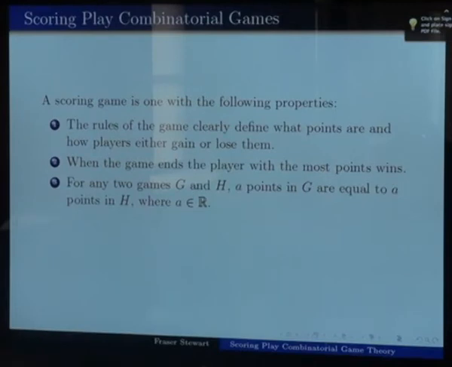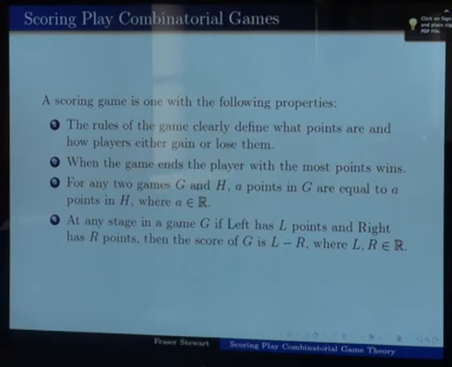And finally, from the mathematician's point of view, the fourth point is that at any stage in game G, the score is going to be the difference between how many points Left has and how many points Right has. The reason for this is that conventionally in normal play, when we're talking about games as numbers, positive numbers are games that are good for Left, and negative numbers are games that are good for Right. So in terms of a scoring game, just to keep with this convention, we say that positive scores are good for Left, and negative scores are good for Right. So that's just the intuitive definition, but what about the formal?